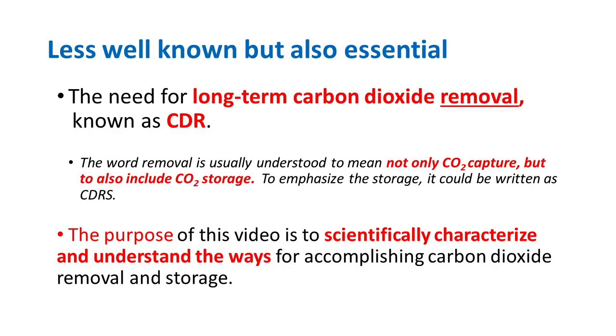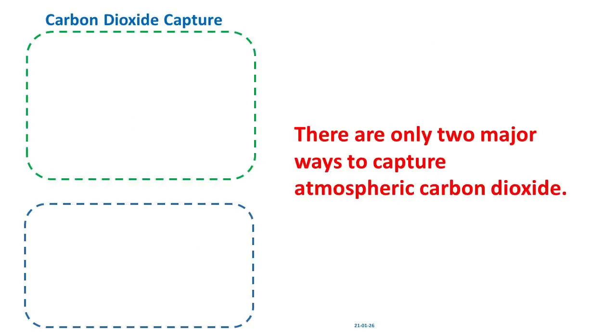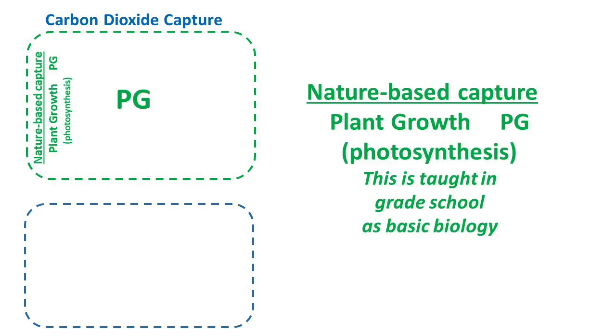Less well known, but also essential, is the need for long-term carbon dioxide removal, also known as CDR. The word removal is usually understood to mean not only carbon dioxide capture, but also to include carbon dioxide storage. There are only two major ways to capture atmospheric carbon dioxide. One way is nature-based capture. This is plant growth, photosynthesis. This is what is taught in grade school as basic biology.